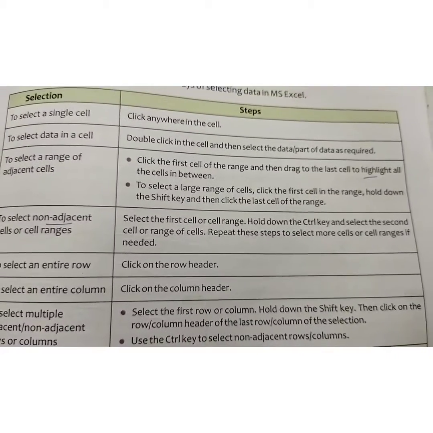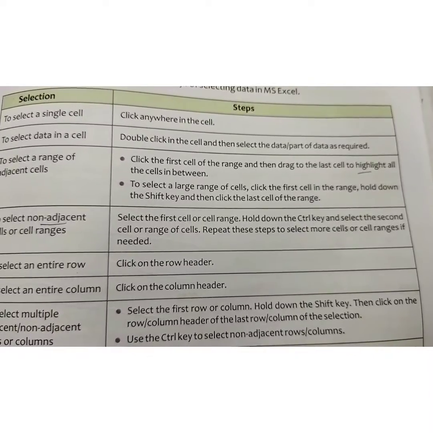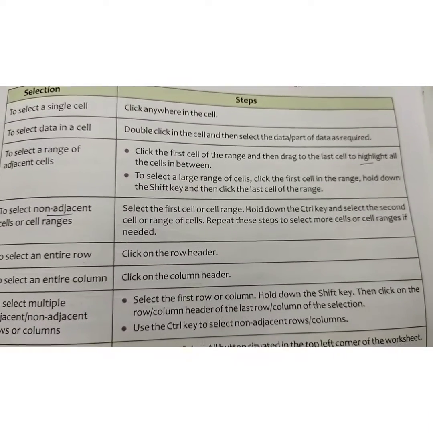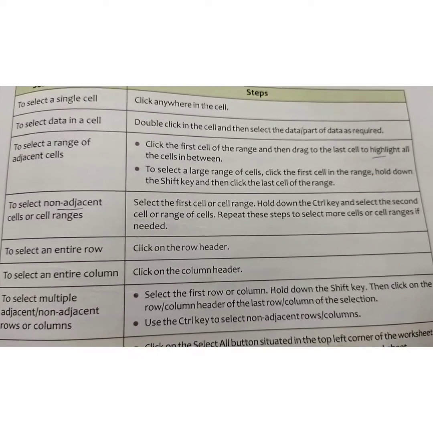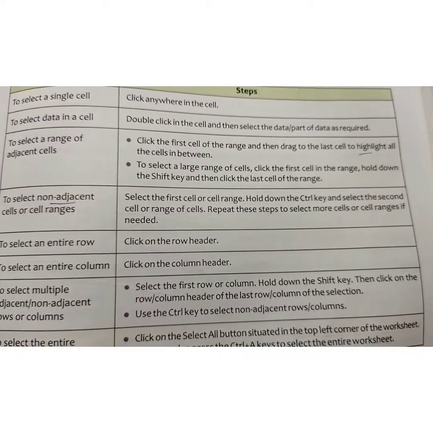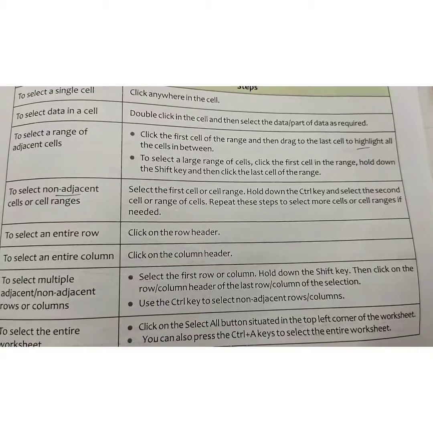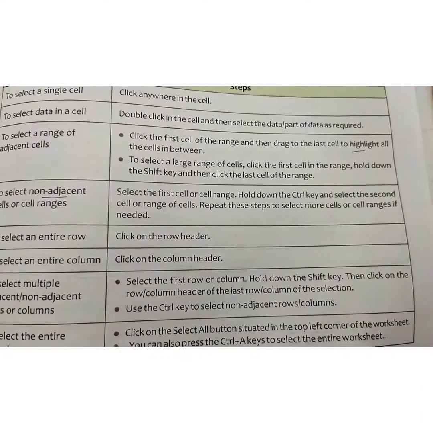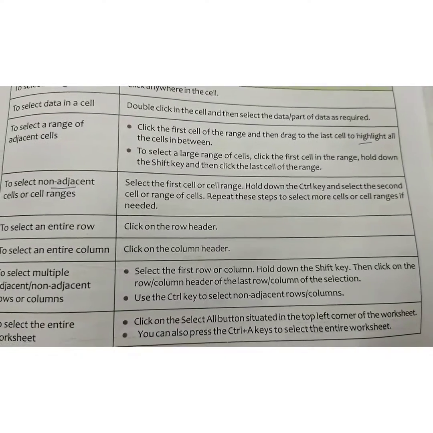Then students, to select a large range of cells, click the first cell in the range, hold down the shift key and then click the last cell of the range. And if you want to select non-adjacent cells or cell ranges, you will select the first cell or cell range, hold down the control key and select the second cell or range of cells. Repeat these steps to select more cell ranges if needed.